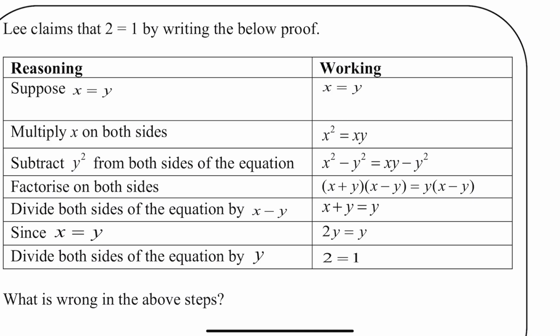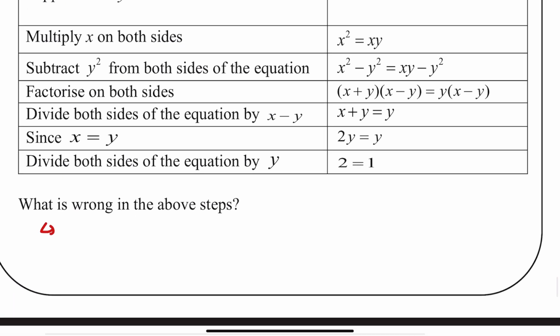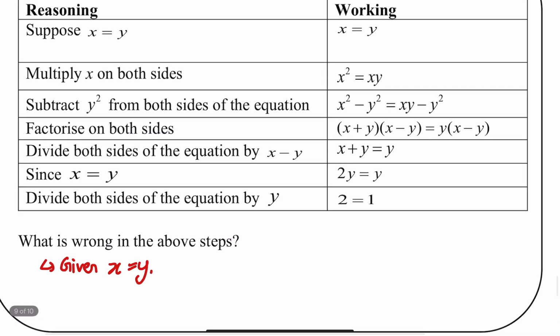You can pause the video to think. Once you have thought about it, you can continue playing this video. Okay, so actually what is wrong in these given steps? Over here the question says, given that x is equal to y. So this means that x minus y, what would this be equal to? Since x is equal to y, x minus y becomes 0.